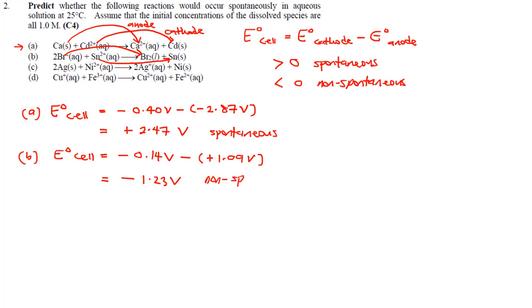So this means that the reaction tu is non-spontaneous. So untuk C okay, again nak calculate E naught cell, E naught cathode tolak anode lah. So you kena tahu kita punya cathode adalah nickel, dan kita punya anode adalah silver. So untuk nickel it's minus 0.25, dan untuk silver, dia adalah positive 0.8.